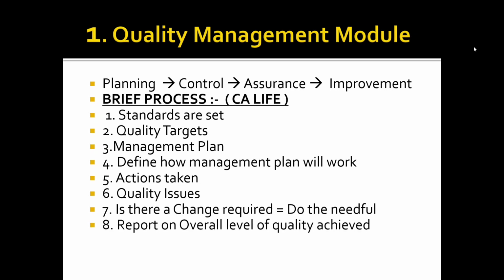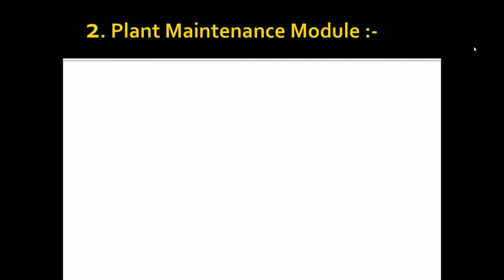When your result is declared, it will not be declared on accounts or law alone, it will be declared on the overall level of quality achieved. And quality is checked at multiple times, like potential is checked in accounts, law, costing, tax, ITS. In every subject, at multiple points they are checking our quality. So that's it guys, quality management module, CA life quality. You need to think of the story. It's a very simple story. Next we'll go with the plant maintenance module.